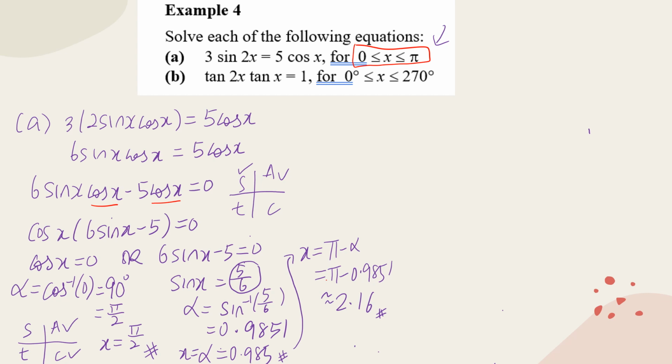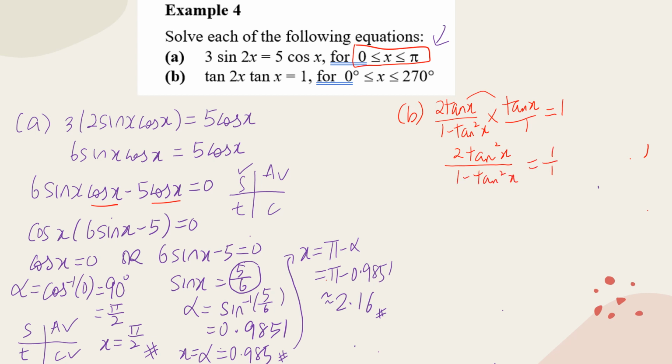Let's go on to do part B. What is the double angle formula for tangent 2x? Can you remember? Yes, it will be 2 tangent x over 1 minus tangent square x. And you're going to multiply it with tangent x again. So you multiply the numerator: 2 tangent x times tangent x will give you 2 tangent square x. Multiply the denominator.